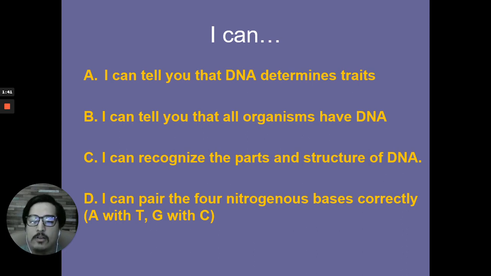C, I can recognize the parts and structure of DNA. You need to be able to look at a picture and say, oh, that's DNA, and that's this, and that's that. And the last thing, letter D, says, I can pair the 4 nitrogen bases correctly. A with T and G with C. That last part is the one students like the most because it's easy. I'll give you some examples.